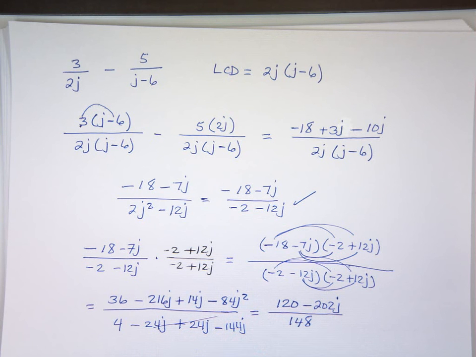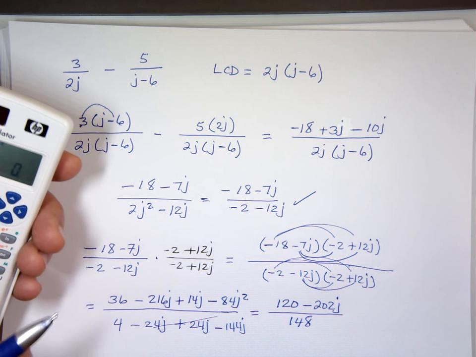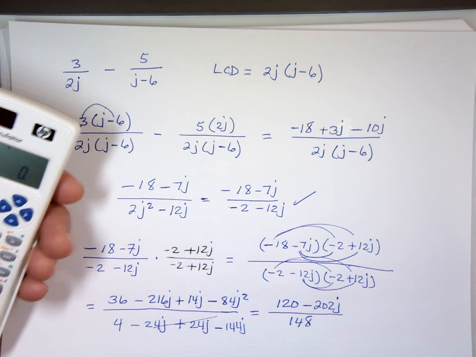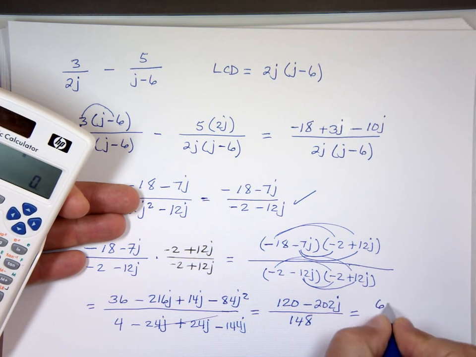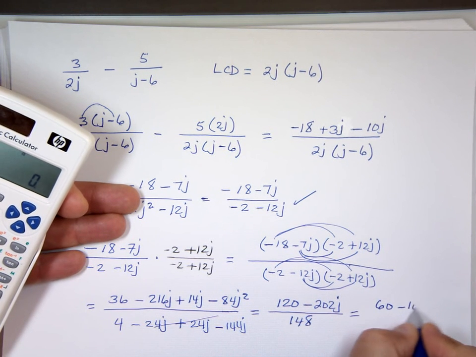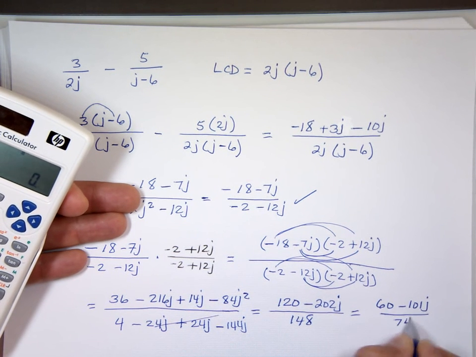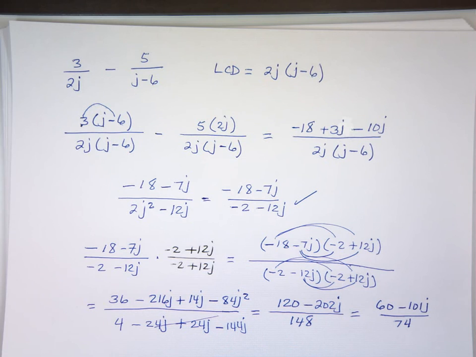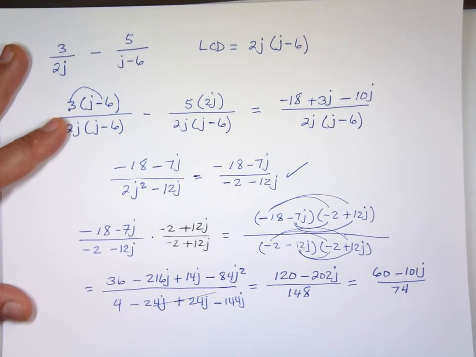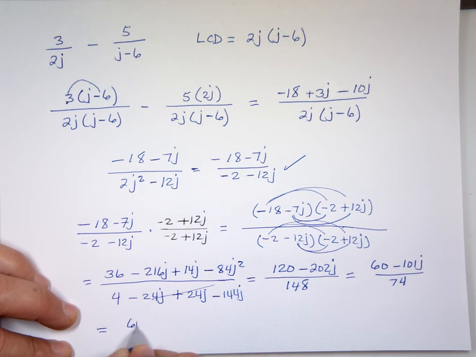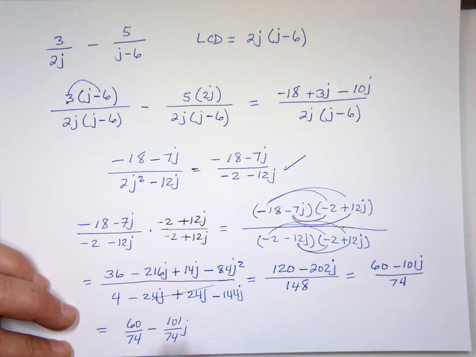Can I divide them by 4? No, you can't. I think I can divide by 2. If you divide each one by 2, what do we have? 60 minus 101j over, what's that, 74? And again, you can write that 60 over 74 minus 101 over 74j.